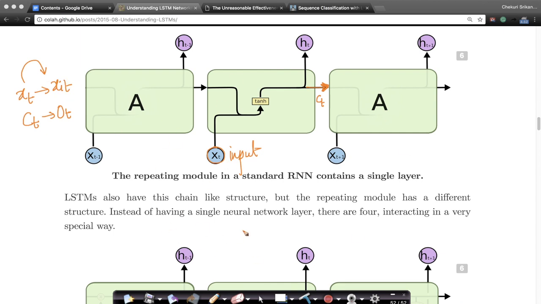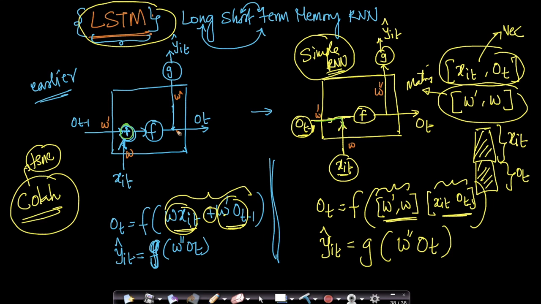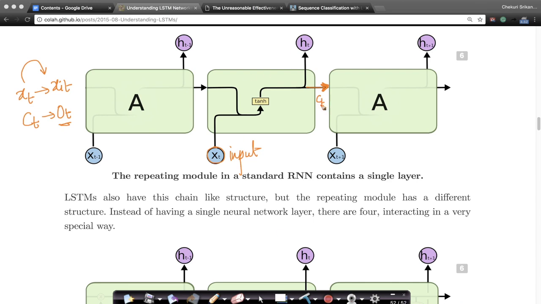I'll just introduce you to the notation in this blog and then we'll go down. I don't want to confuse your notation. So our Ot that we have seen, what is Ot? Ot is what goes as output from one RNN step to the other step. That is called Ct in this blog. And the output that I have, what I call yi t, is called ht in this blog. Simple things. My yi t becomes ht, my xi t becomes xt, my Ot becomes Ct, and the names are very interesting. X is for input, C is for cell state.